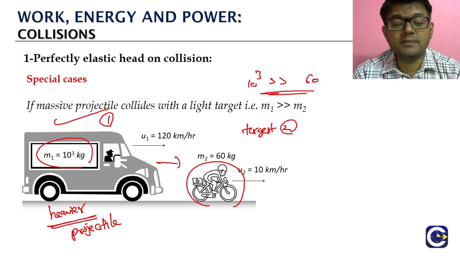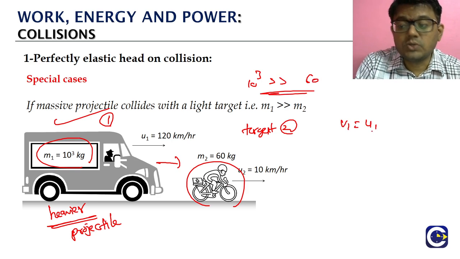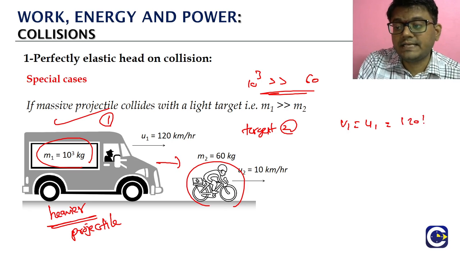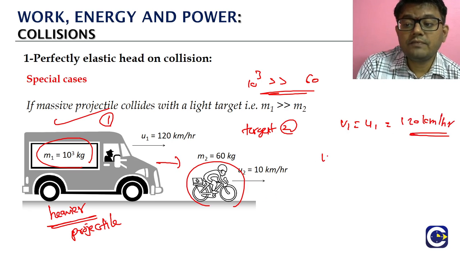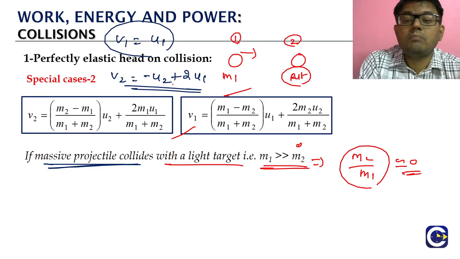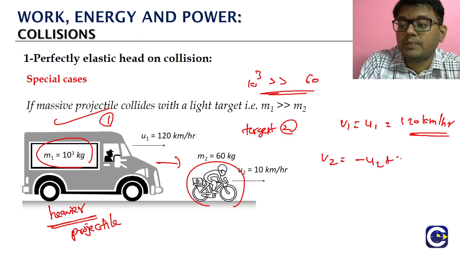Now what is going to happen? What is the conclusion we have got? v1 is equal to u1, which means after the collision the truck's velocity does not change. It will remain as it is, 120 km per hour. But what about v2? v2 will be equal to what? Look, what we got: v2 is equal to minus u2 plus 2u1. So minus u2 plus 2u1.